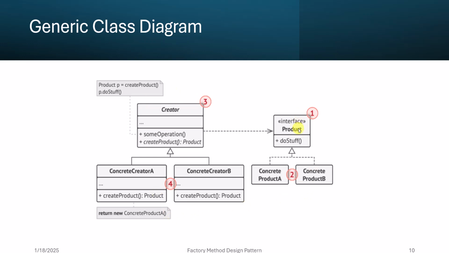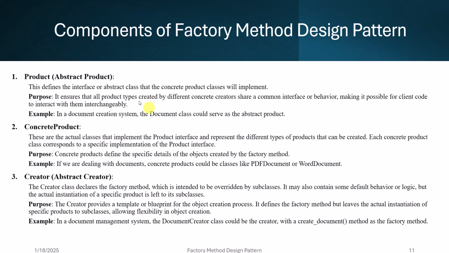So we have the product interface, which might be an interface or an abstract class. And then we will have the different concrete products which will implement that interface. We have the creator class with some methods, and that will be an abstract class, and then we will have the concrete creators for that creator class that will also implement those methods. Let's explore all these components one by one here.